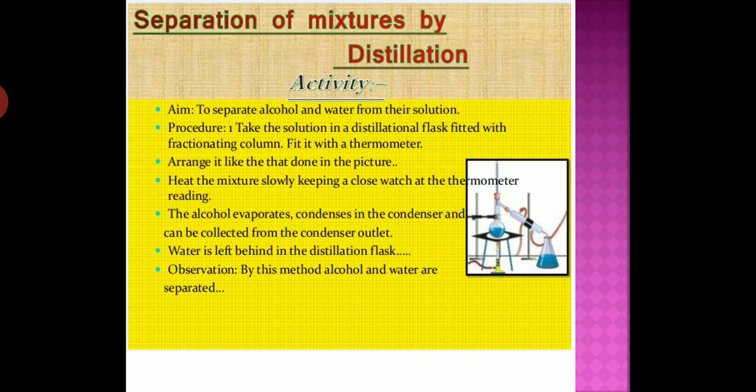So you can use this method in various ways, and it can also be used to separate two miscible liquids whose boiling points differ by at least 25 degrees Celsius. Now you tell me the boiling points of water and alcohol. Understand? This method is commonly used for miscible liquids whose boiling points differ by at least 25 degrees Celsius. So I hope you understand separation of mixtures by distillation.